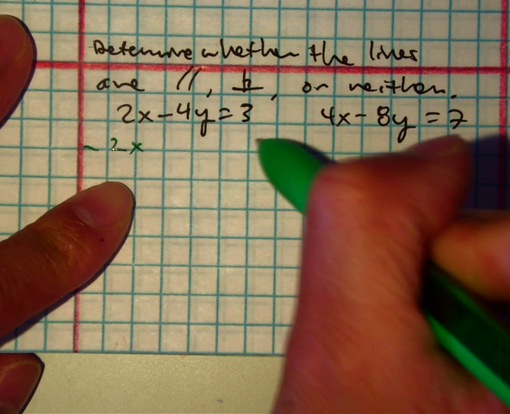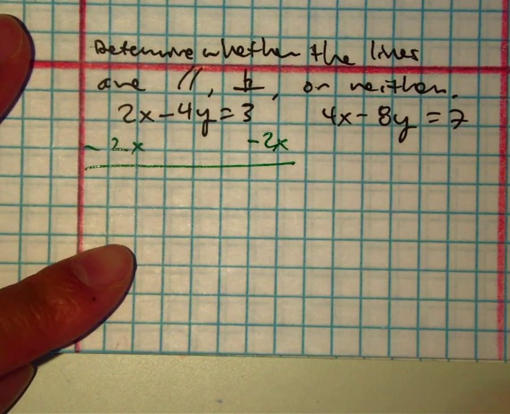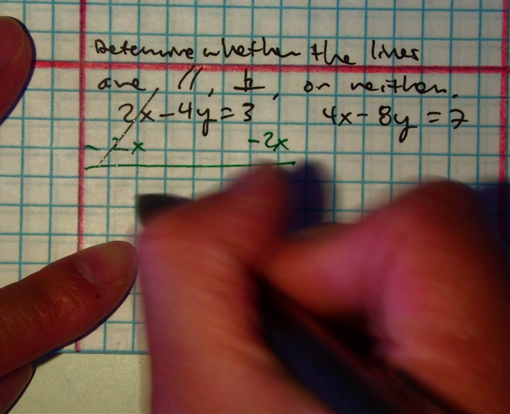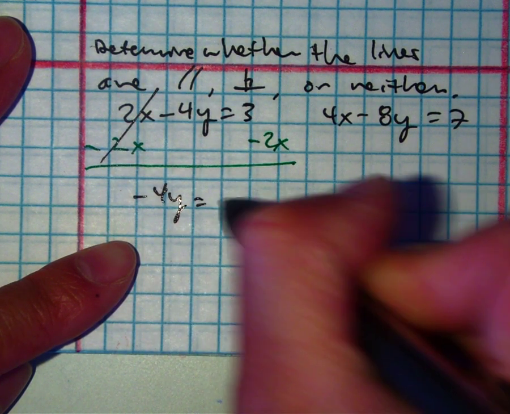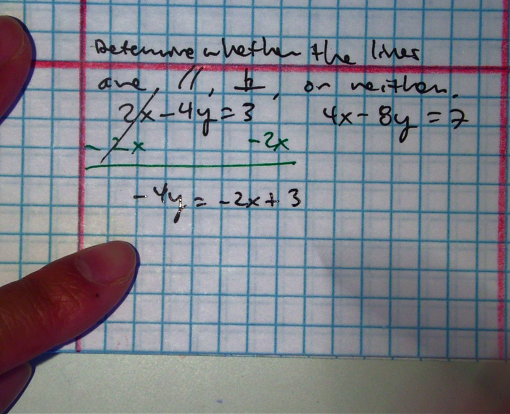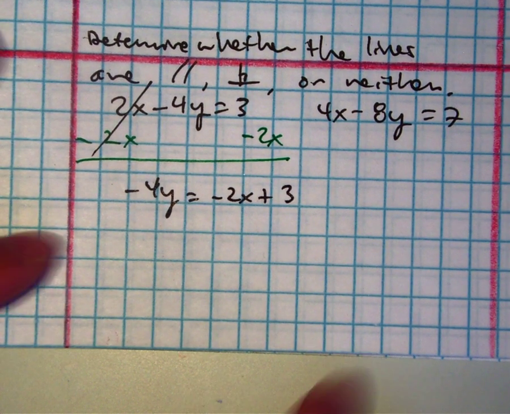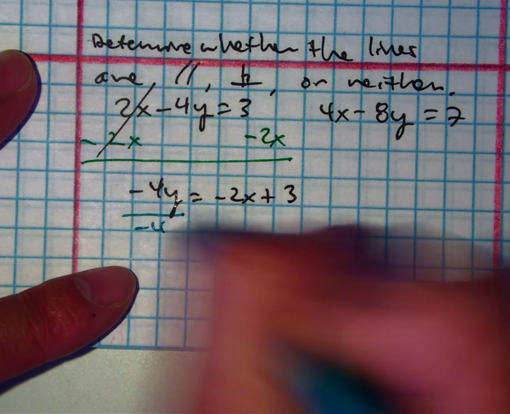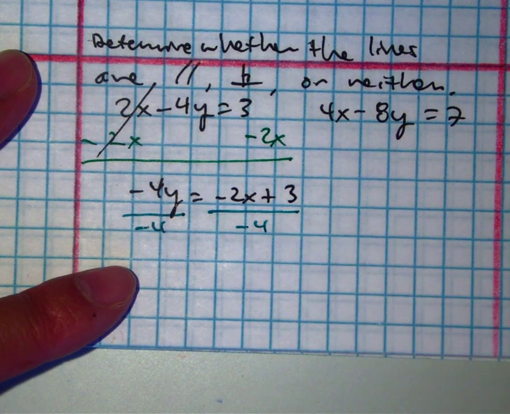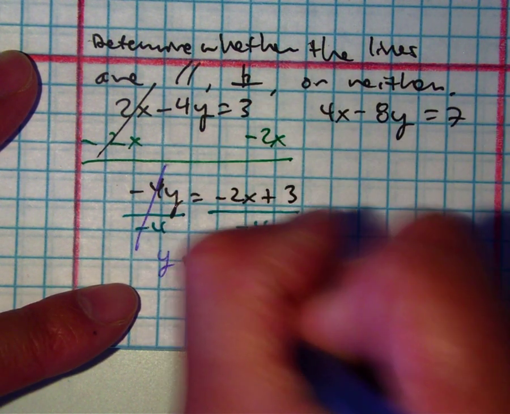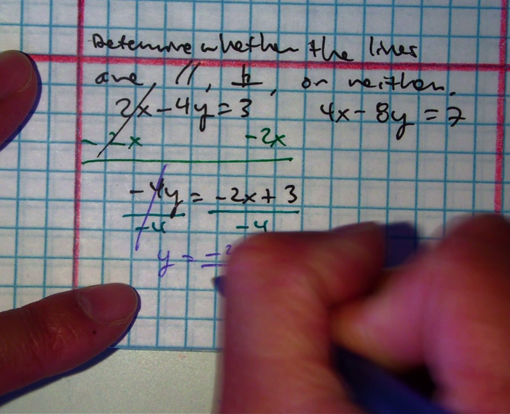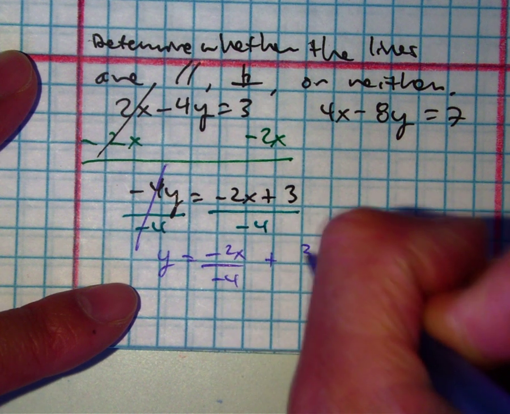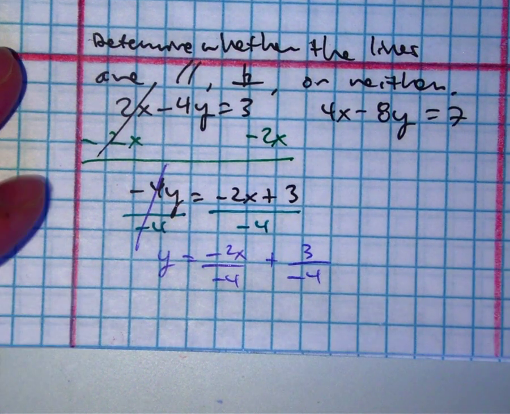I'll subtract 2x. Negative 4y equals negative 2x plus 3. Pay attention to this fraction. I'm going to, what? Divide by negative 4. I'm going to write this next step a little bit longer just so that you can see it. This cancels. You're left with y equals negative 2x minus 4 plus a 3 over negative 4.